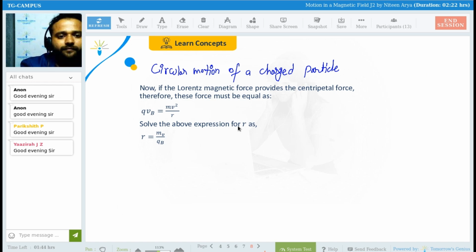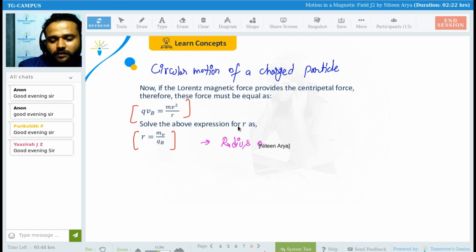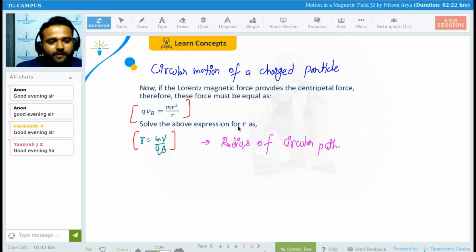Okay. So simply equating equation number 1 to 2, qvB equals mv squared by R. Solve the above equation. So R, this is your radius, and a very important thing: this is the radius of the circular path. Is this clear, everyone? And that is not small v, that is mv, capital V. R equals mv by qB. Is this clear now? Radius of circular path.